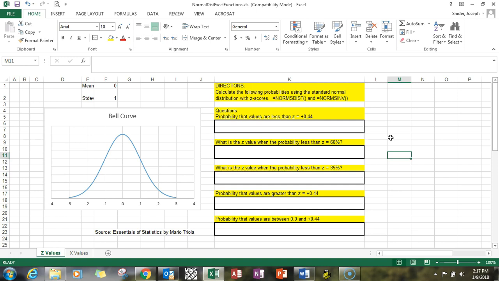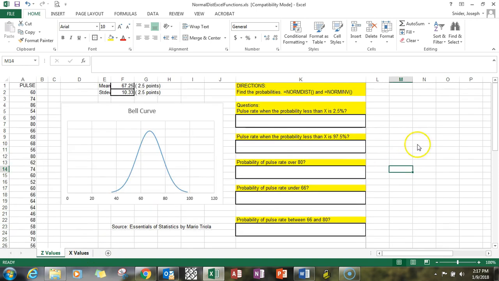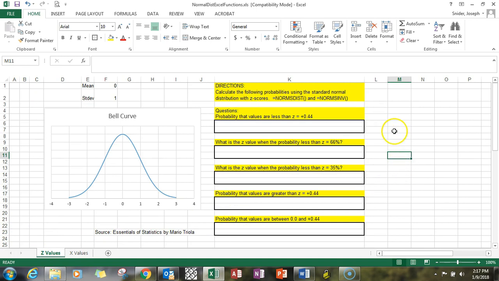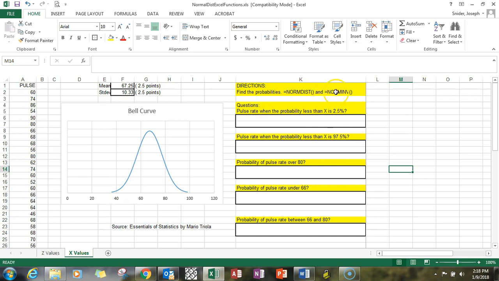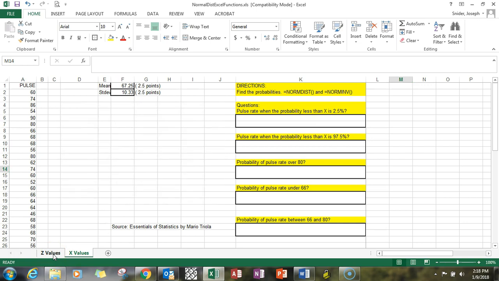Today we're going to talk about the normal distribution Excel functions. There are four of them that we're going to go over: NormSDIST, NormSINV, and then also NormDist and NormINV. Use the SDIST and SINV when you're talking about the Z-score or standard bell curve table and chart. When you're talking about X values, that's where you get into NormDist and NormINV without the S in the middle. So the S, you can think of that as a standardized normal curve.